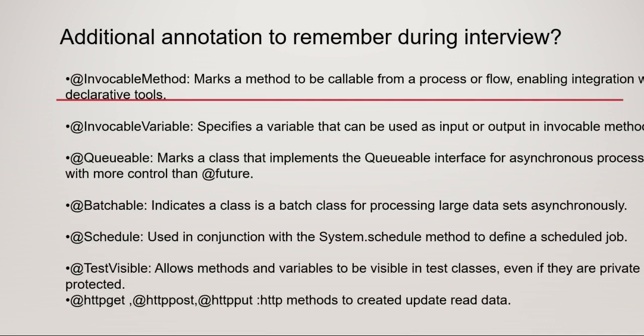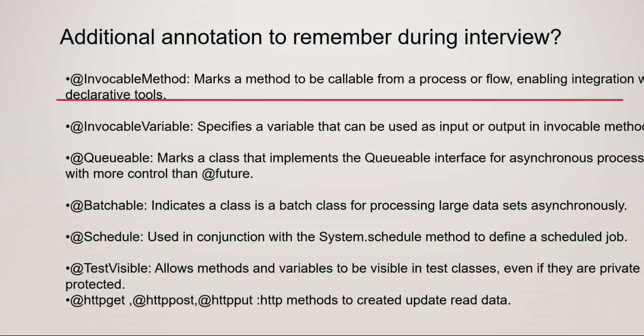Now some more annotations to remember during the interview, because they could ask you, in case of intermediate levels. InvocableMethod: if you want a method to be called from a flow or a process builder, you have to give it InvocableMethod, and it takes only primitive data types. Same with InvocableVariable. Queueable marks a class that implements a Queueable interface for asynchronous processing. This is a replacement for @future.